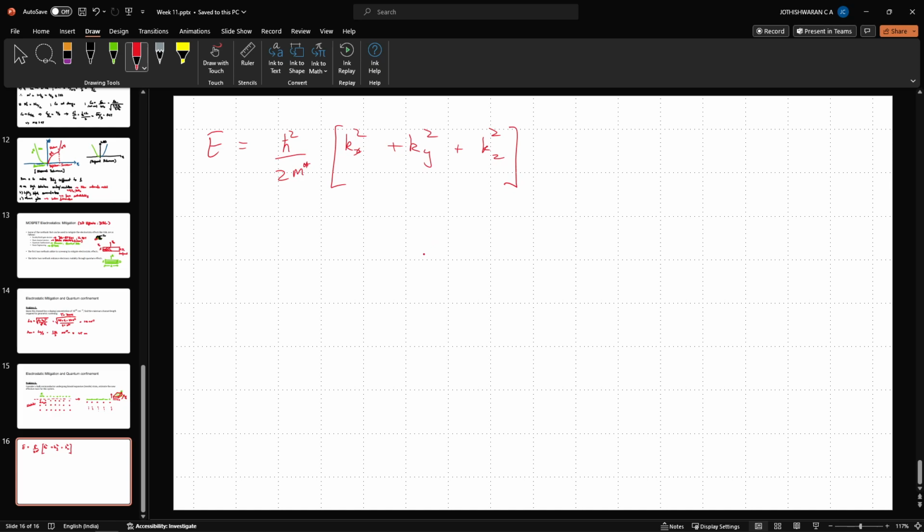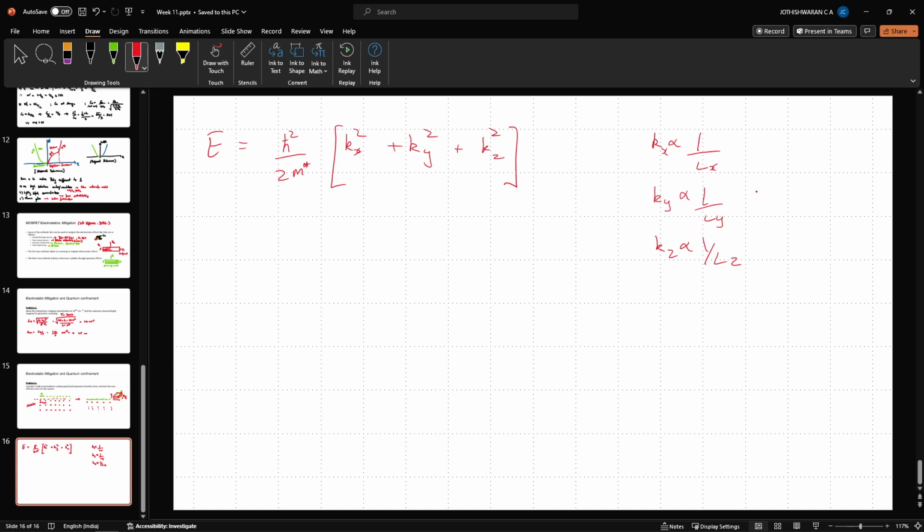Okay, now we can say kx is proportional to 1 over Lx, ky is proportional to 1 over Ly, and kz is proportional to 1 over Lz. So this is the relation between k and the actual physical lengths.